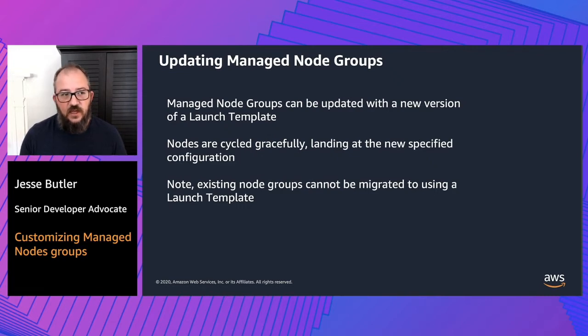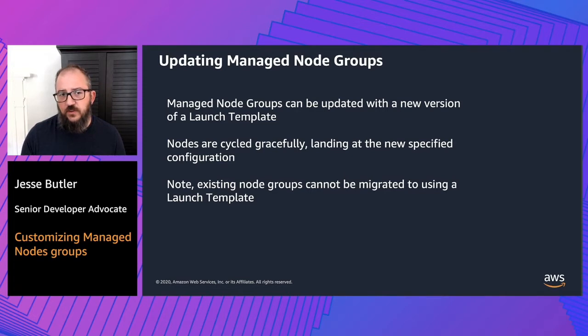And now getting to updating, which I think is a really great feature of this design. Managed node groups can be updated with a new version of a launch template. So we can take that template we were just working with, add some configuration changes, update the managed node group, and EKS will cycle the nodes gracefully. And if you have services deployed there, your nodes will drain gracefully, and your application will remain available, which is really great.